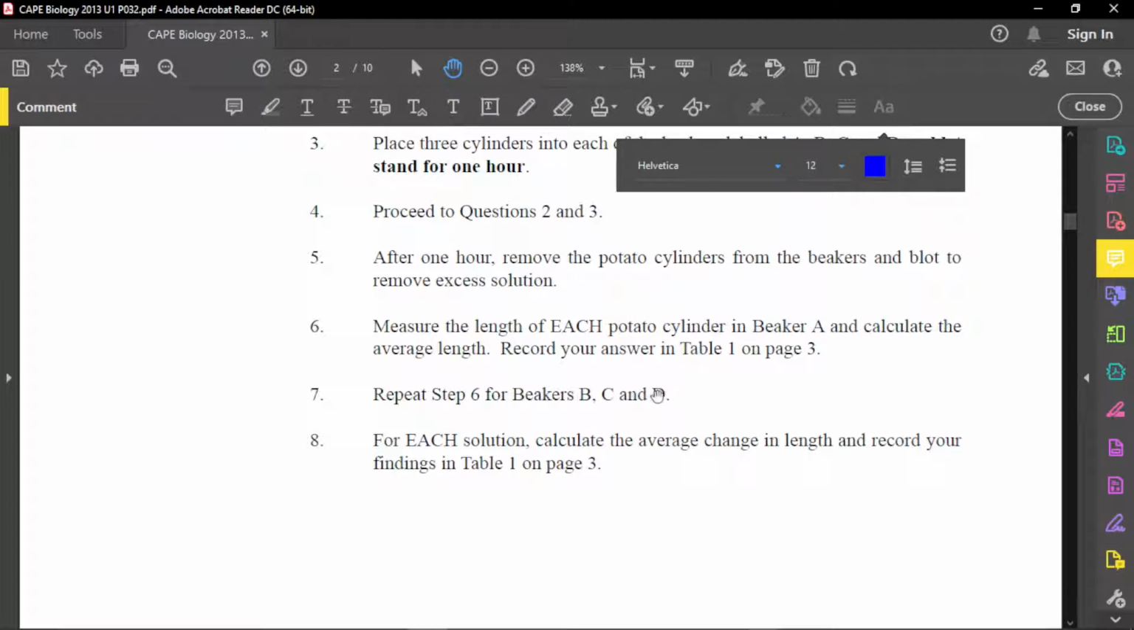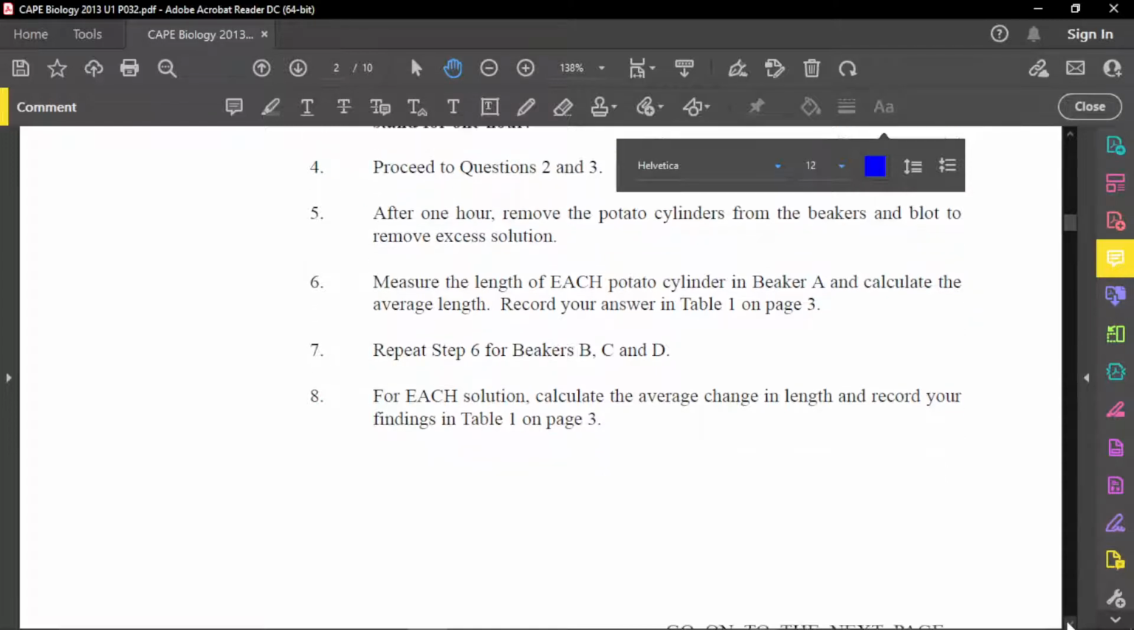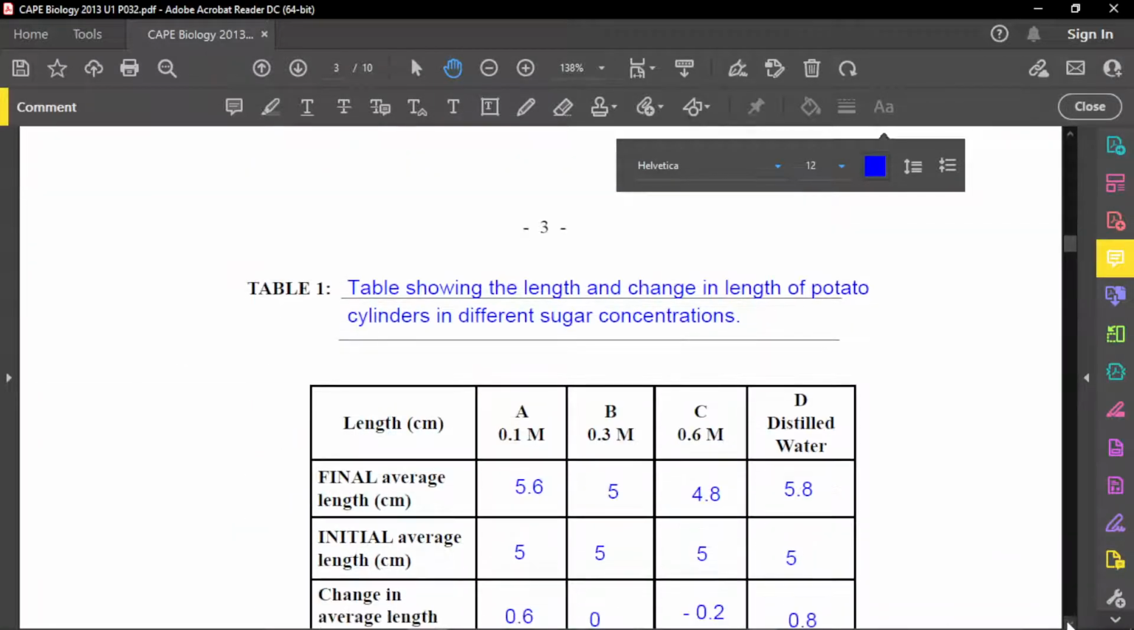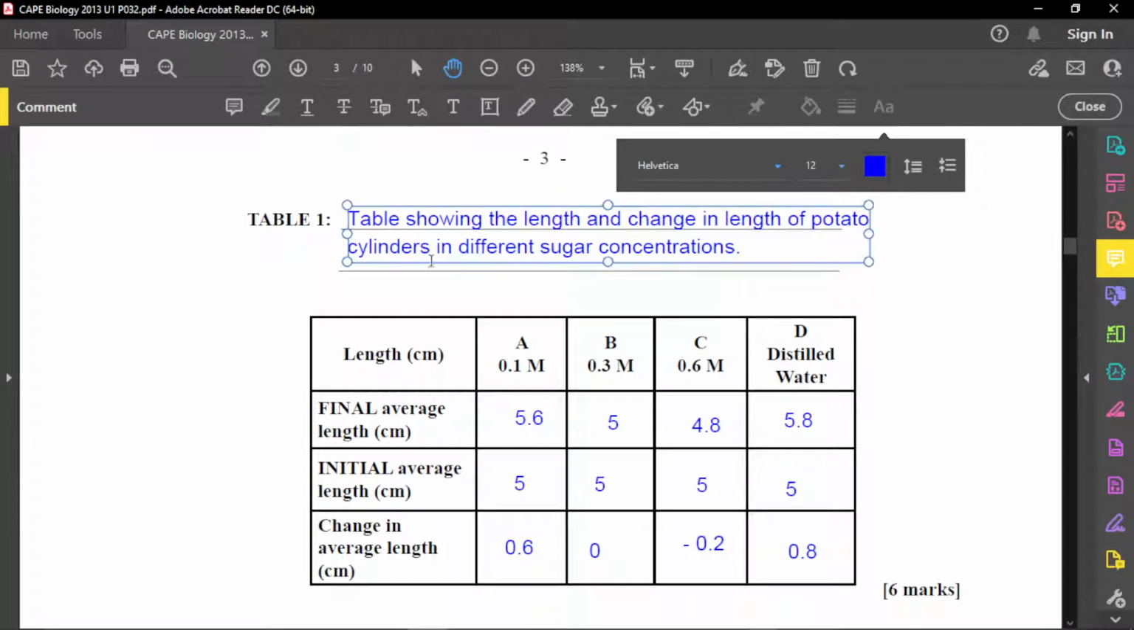All right, again, you'll do all of these things here before we actually move on to question 2 and 3, right? And for each solution, calculate the average change in length and record your findings in table 1 on page 3. All right, so now let's go to the table. I have something right here, but I'm going to come back to that. What I use here are some random numbers. Matter of fact, these numbers are actually based on my experience, right? I was not in the experiment. I didn't know what was happening. So these are numbers that I use.